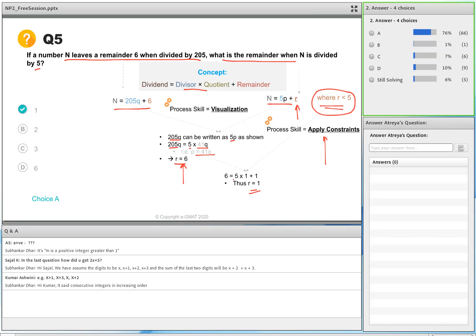Now, people who got this question incorrect, people who marked choices B, C, and D, let me open the poll here. I want you to tell me, where did you falter in this question? People who have marked choices B, C, and D. Please mark your answers in the answer presenter question pod.